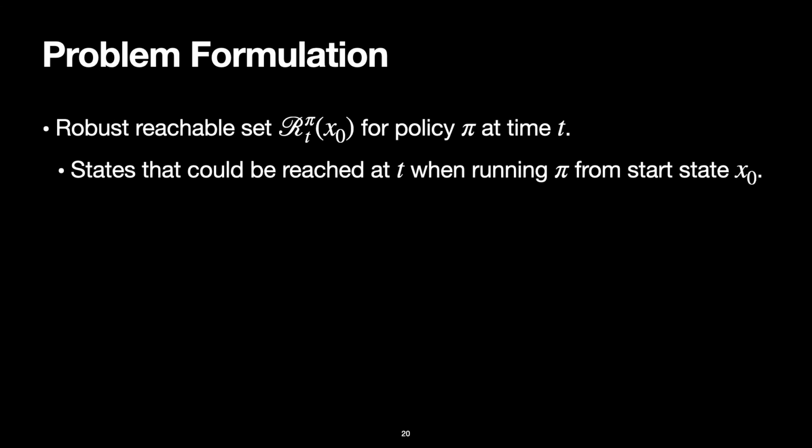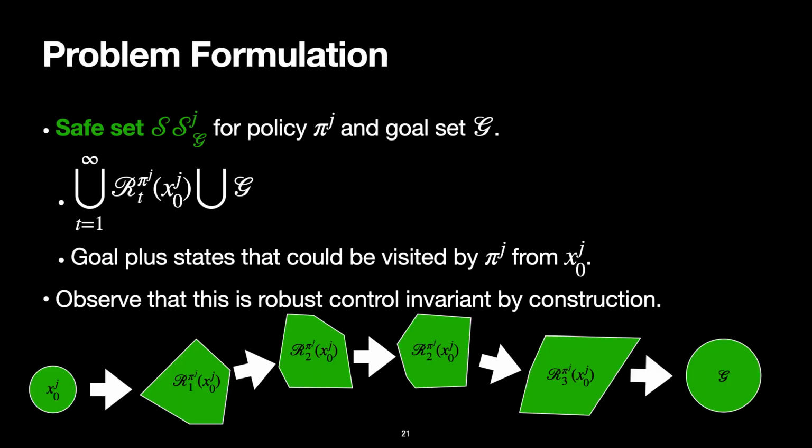Now, let us define robust reachable sets. We will use calligraphic R superscript pi sub t of x naught to denote the set of states that the system can be at after t time steps when pi is executed from x naught. We let SS superscript j denote the union of robust reachable sets for pi superscript j over all time and the goal set. This intuitively is a set of states that can be visited by pi superscript j and the goal set. By construction, this set is robust, control invariant, as the system cannot leave this set when executing pi superscript j from x naught.